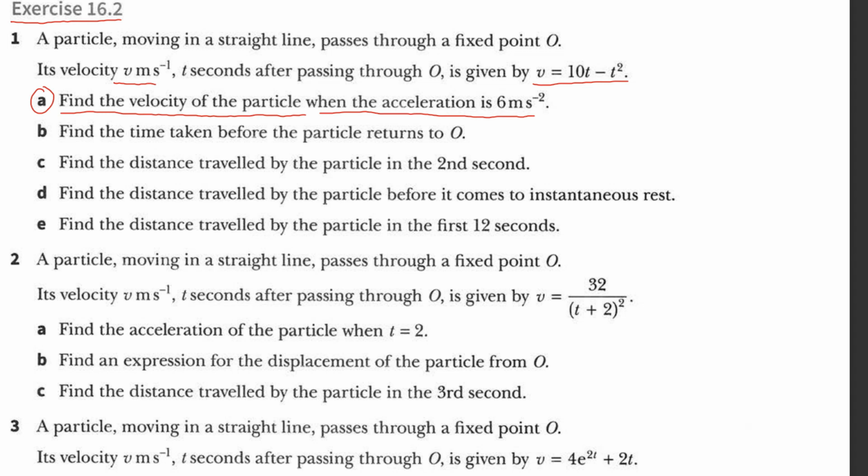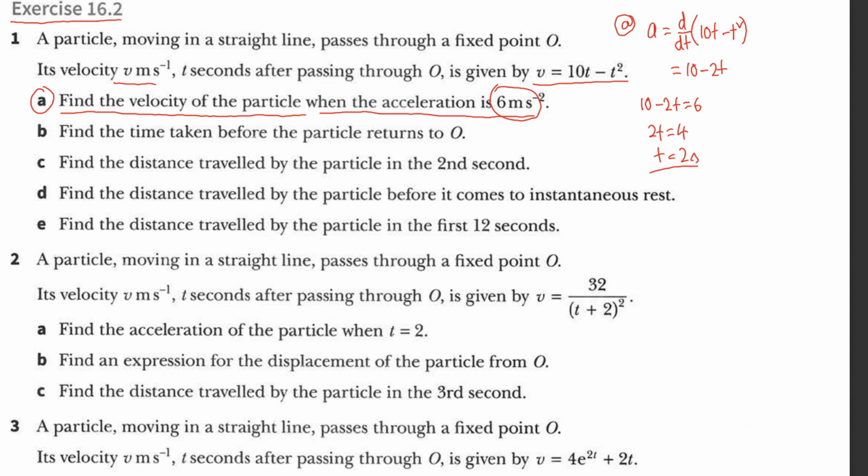We are doing question number A. Acceleration is the differentiation of the velocity: d by dt of 10t minus t squared, which gives 10 minus 2t. This is the differentiation of the velocity, and the acceleration is given as 6 meters per second squared. So we consider 10 minus 2t equals 6, to find the t value when acceleration is 6. So 2t equals 4, t equals 2. At 2 seconds, the acceleration is 6.